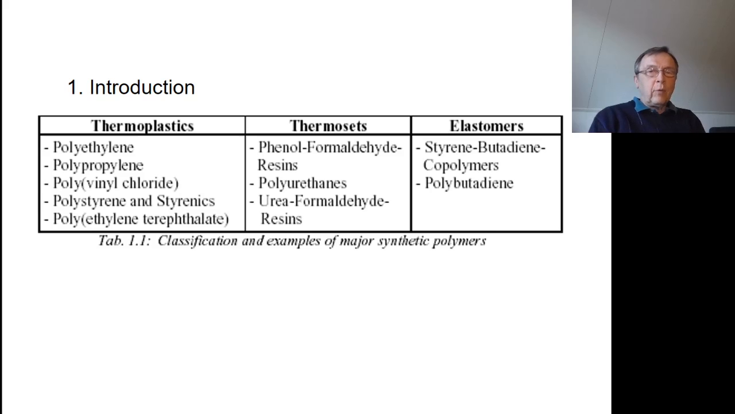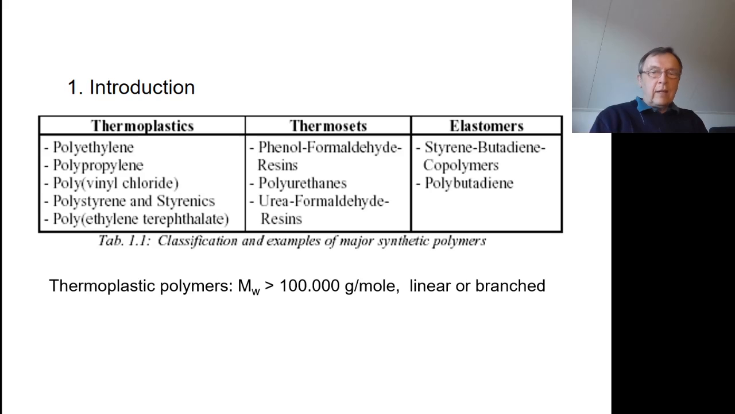thermosets. And finally, we have the third group, the elastomers, that are elastic polymers, often made from copolymerizations. That means we need more than one monomer to produce them. Often we need a combination of styrene or butadiene. So we have multiply unsaturated monomers to build these polymers, or polybutadiene itself is a typical example with elastomer properties.